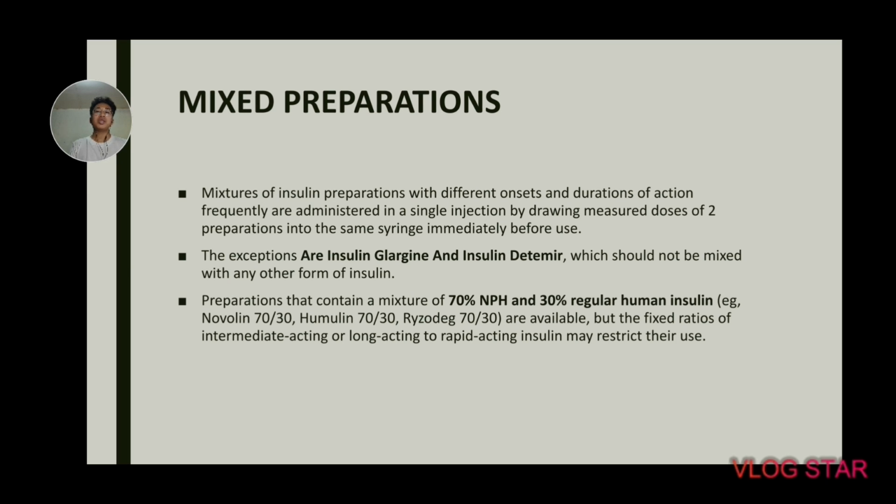Next are your mixed preparations. Mixtures of insulin preparations with different onsets and durations of action are frequently administered in a single injection by drawing measured doses of the two preparations into the same syringe immediately before use. So take note, immediately. The exceptions are insulin glargine and insulin detemir, your long-acting insulins, which cannot or should not be mixed with any other form of insulin. Preparations containing mixtures of 70% NPH and 30% regular human insulin, for example Novolin 70/30 and Humulin 70/30, are available in fixed ratios of intermediate-acting or long-acting to rapid-acting insulin that may restrict their use.